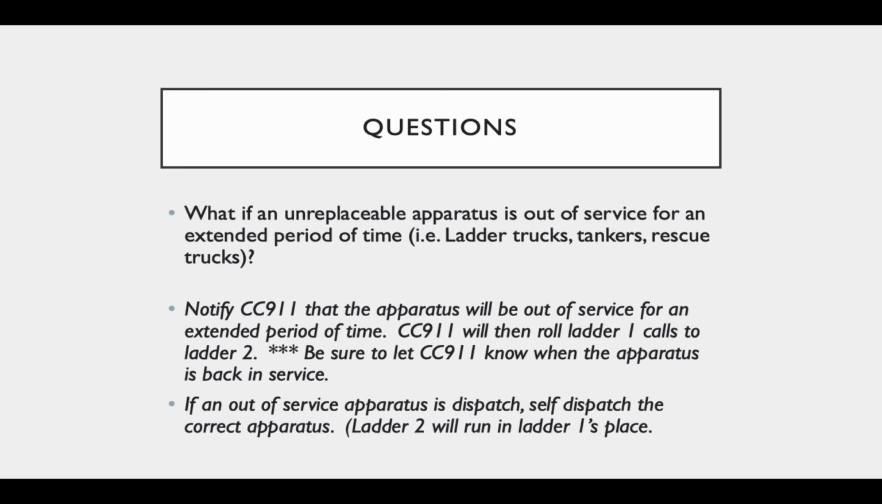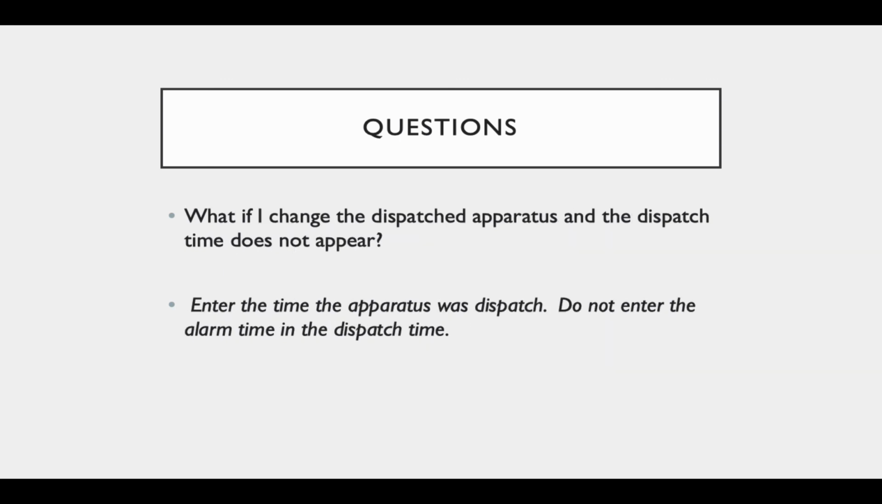If an out-of-service apparatus is dispatched, self-dispatch the correct apparatus. For instance, Ladder 2 will run in Ladder 1's place, and 911 will make that change. What if I change the dispatched apparatus and the dispatch time does not appear? It's simple. We'll just enter the time the apparatus was dispatched. Please do not enter the alarm time as the dispatch time.